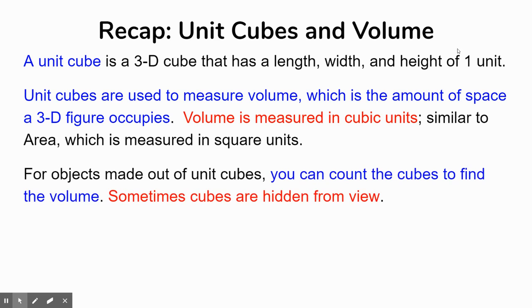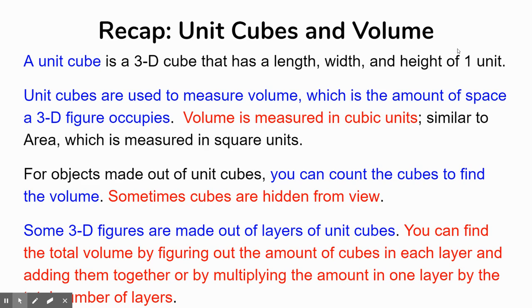And for objects that are made out of unit cubes, you can just count the cubes to find the volume. Sometimes cubes are hidden from view. And some three-dimensional figures are made out of layers of unit cubes, and we can find the total volume by figuring out the amount of cubes there are in each layer and either adding all of those together or by multiplying how many are in one layer by the number of layers.